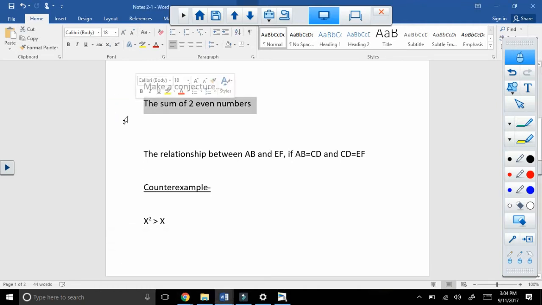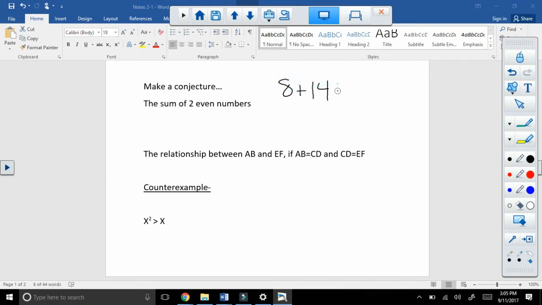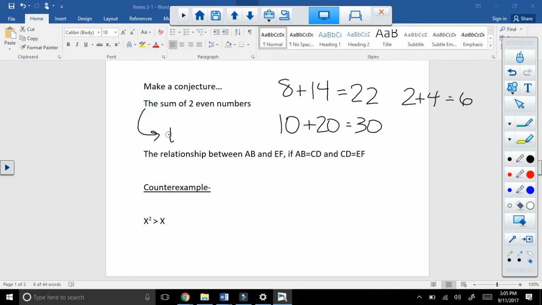Sometimes it might just say something like, we want to make a conjecture for the sum of 2 even numbers. So if you're not quite sure what that would be, what you could always do is make up some of your own examples. So sum, remember, means add, sum of 2 even numbers. You might choose 8 plus 14 equals 22, or 2 plus 4 equals 6, or 10 plus 20 equals 30. So we can come up with a bunch of specific examples. And one thing that I notice is that all of these are even numbers. So the conjecture might be the result or the answer is even.